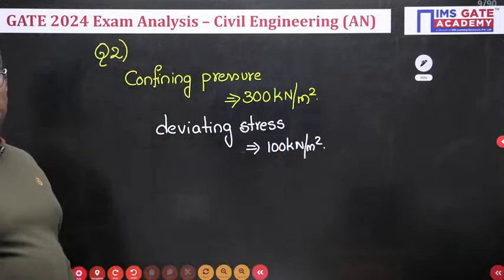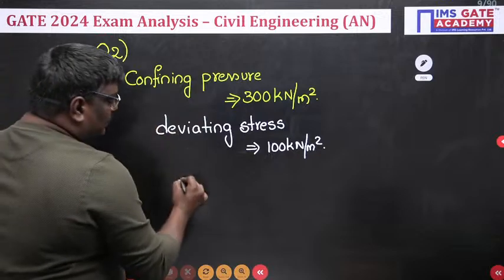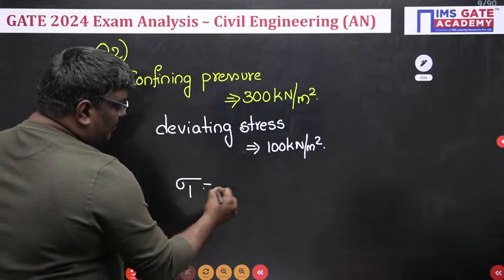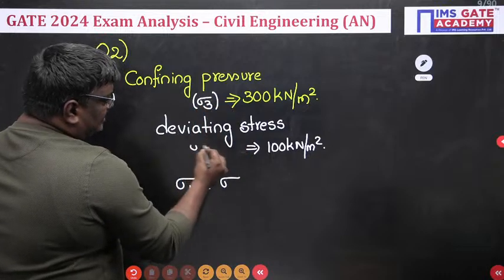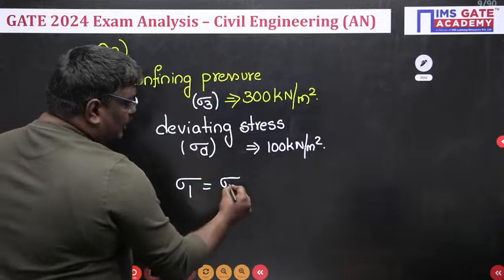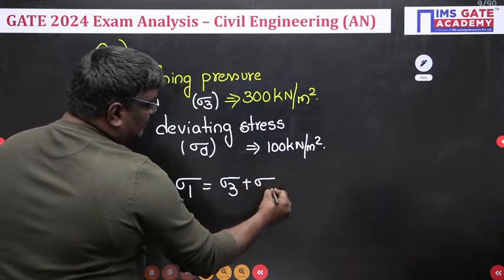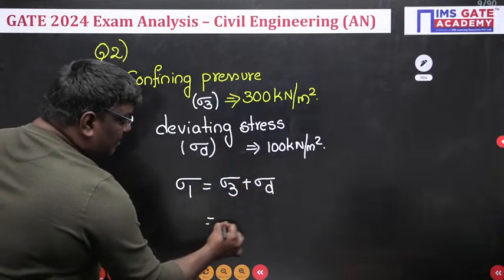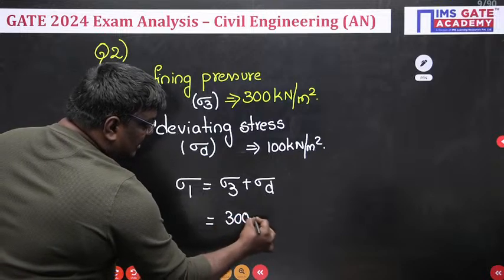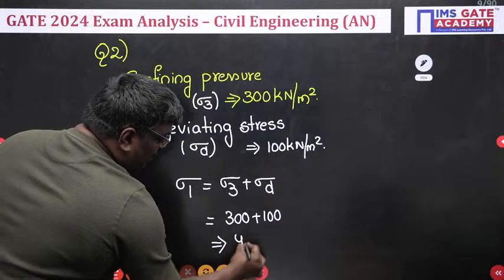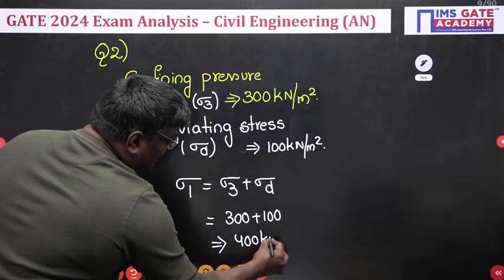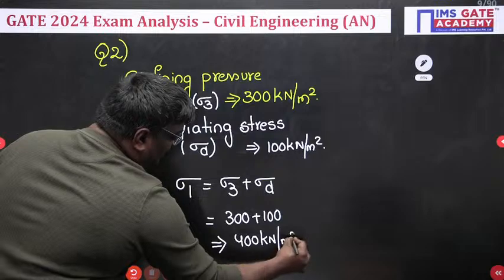Now, my dear students, what will be the confining pressure? See students, the major stress: if I represent confining pressure as sigma 3 and the deviator stress as sigma d, you can write sigma 1 is equal to sigma 3 plus sigma d. So here sigma 1 can be written as 300 plus 100, that is 400 kilonewton per meter square. So you will get the major stress as 400 kilonewton per meter square.